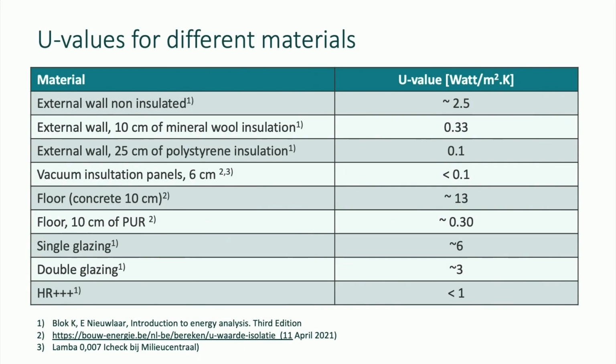This table provides an overview of U values for different materials used in buildings. For example, in the first 3 rows, you see the U values for an external wall, which shows a high U value for a non-insulated wall and lower values for an insulated wall. The bottom row shows U values for different types of glazings, from single glazing, double glazing to high performance glazing. What you need to remember is that more surface area, read a bigger building, allows more transmission, and thicker insulation leads to a lower U value.